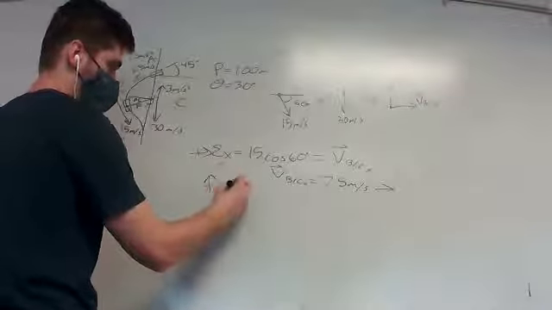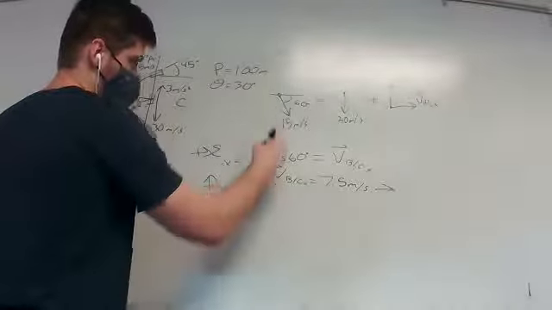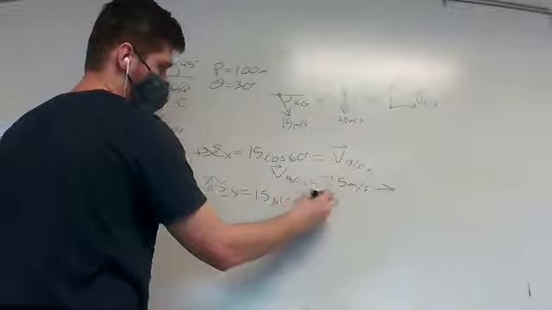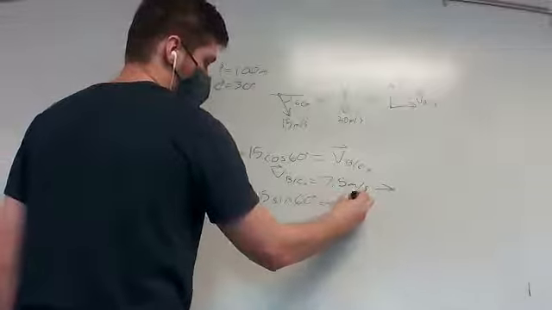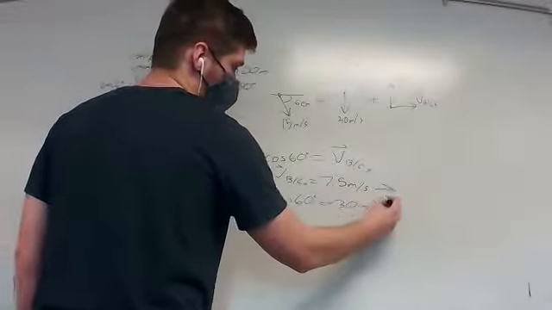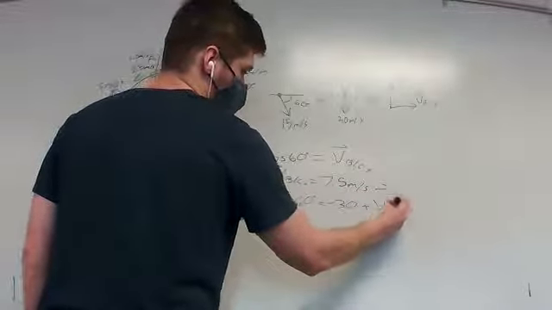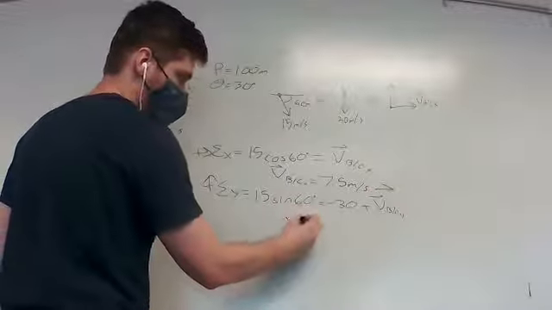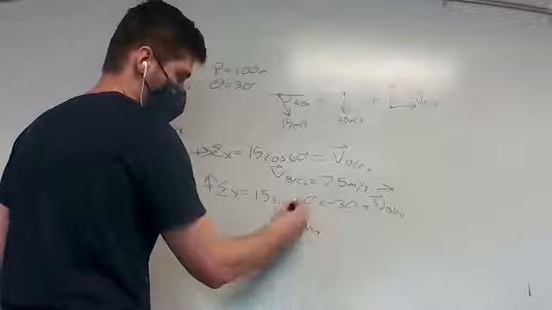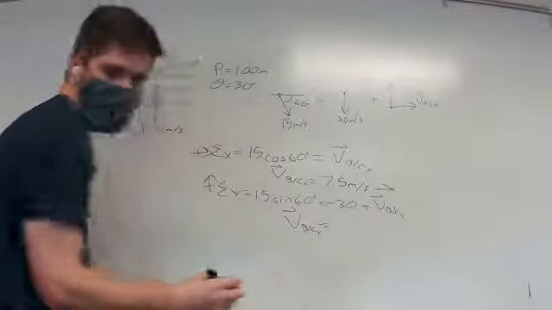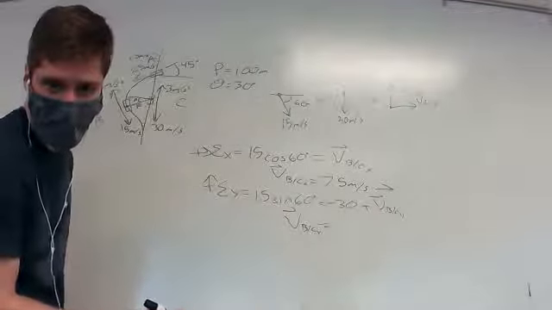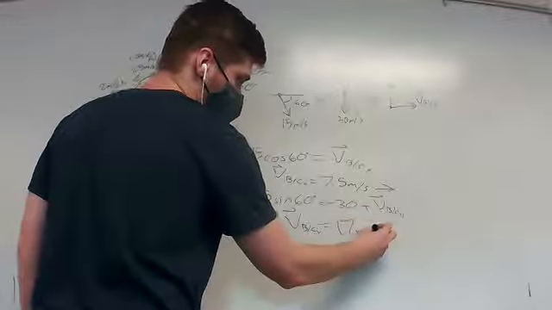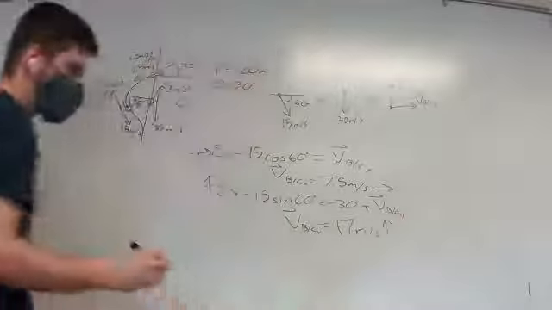Then we do the same thing for the y direction. We'll have 15 sine 60 degrees equal to minus 30 plus, so VBCY comes out to be 17 meters per second up.